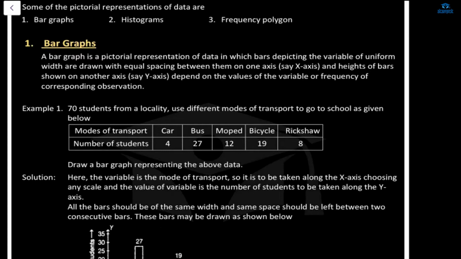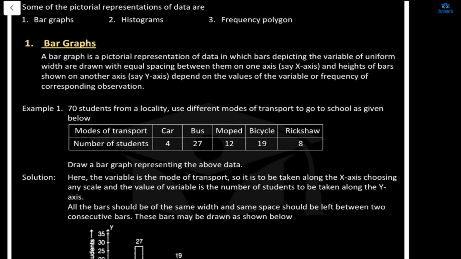You can see here, there is no grouping of data. Modes of transport, number of students. For example, you can take different classes and the number of students in each class, class 1 to class 12. So in class 1, you have 20 students. Class 2, you have 50 students. Class 3, so it is ungrouped data. You're representing ungrouped data, your grouping is not there. So the variable is on one axis and the height of bars on the other axis, depending on the values of the variable.